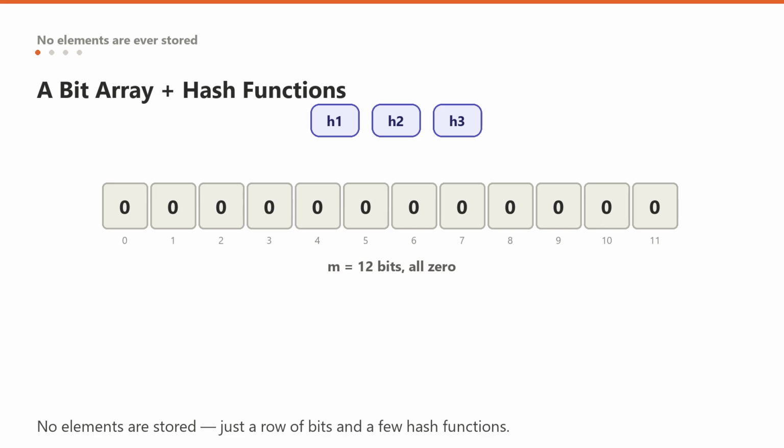Second, a set of independent hash functions, say 3 of them. Each hash function takes an element and returns a position in the bit array. That's the entire structure. No elements are ever stored, just bits. That's why it's so small. A real Bloom filter might use a few million bits to represent tens of millions of items.